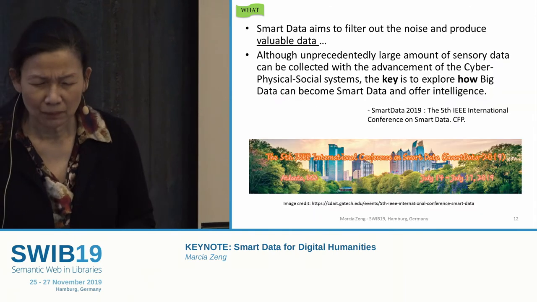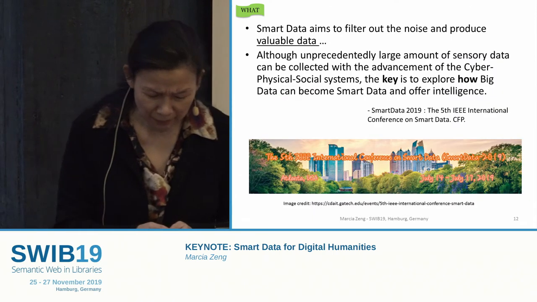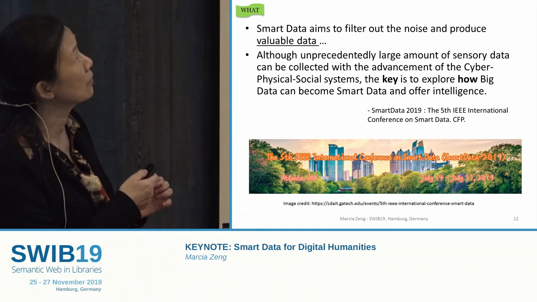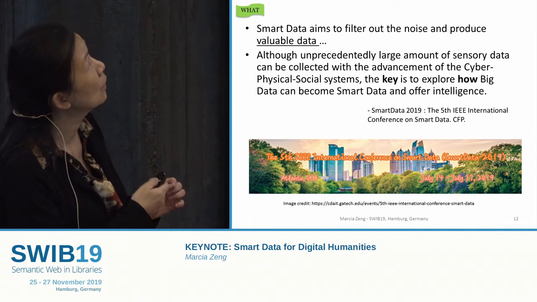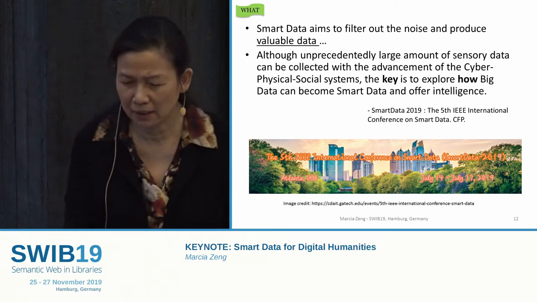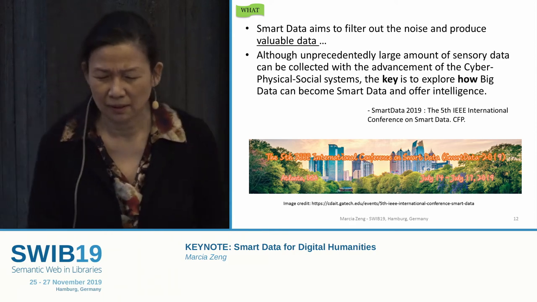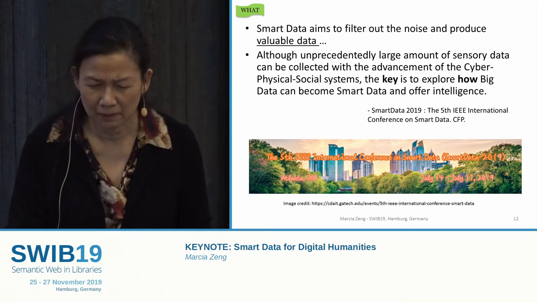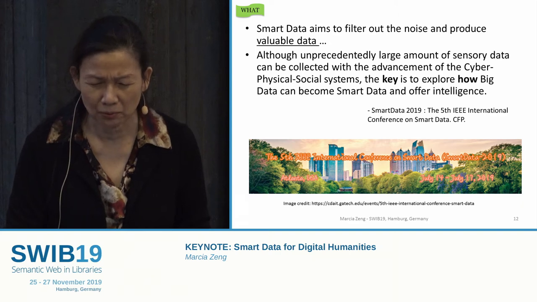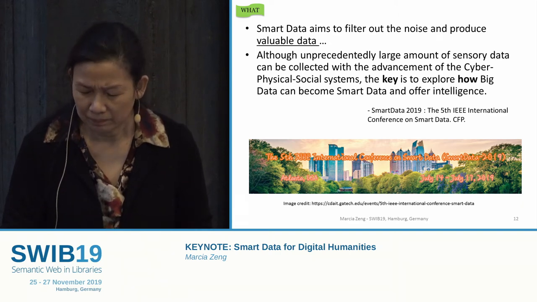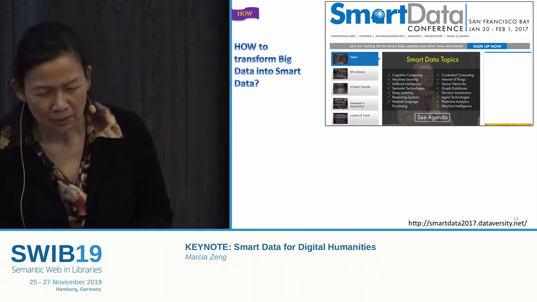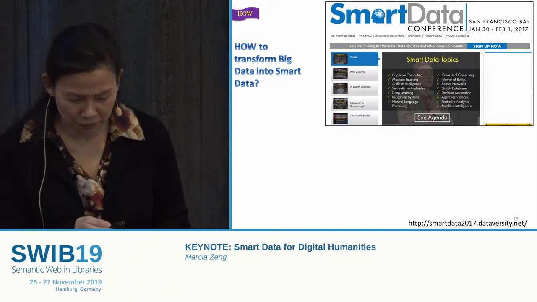Then the smart data, its relation to the big data is that the key is that you want to see how the big data can become smart data. So how can we make this change? The 2019 IEEE International Conference on Smart Data used this way to claim. Okay. So how to transfer big data into smart data?